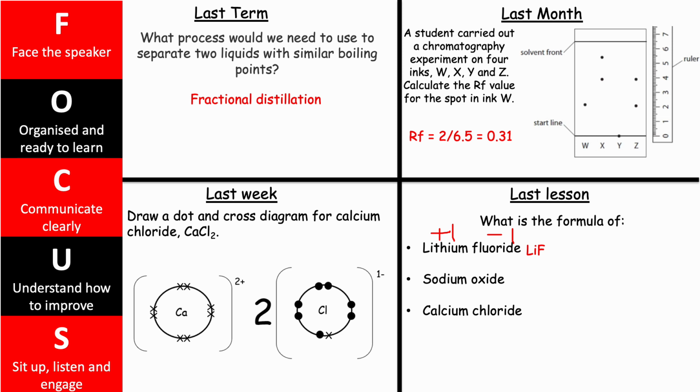Looking at sodium oxide, I know sodium's in group 1, so it forms a +1 ion. Oxygen is in group 6, so it forms an ion with a charge of -2. If I swap those numbers, I need 1 oxygen and I'll need 2 sodiums. So my formula would be Na2O. And last but not least, we've got calcium chloride. Well, I know calcium is in group 2, so it forms a +2 ion, and chlorine is in group 7, so it forms a -1 ion. If I swap those numbers, I'll need 2 chloride ions and 1 calcium, to give a formula of CaCl2.